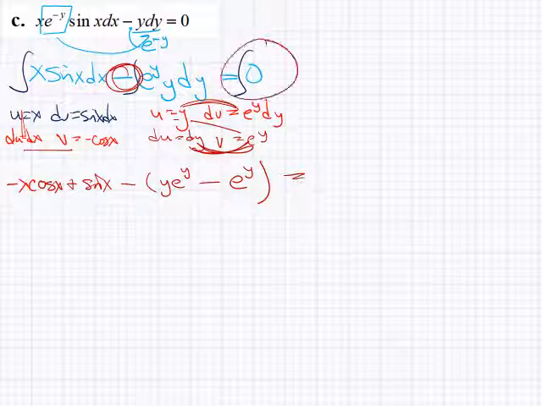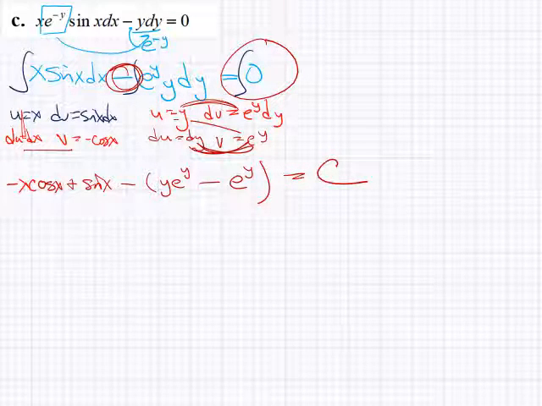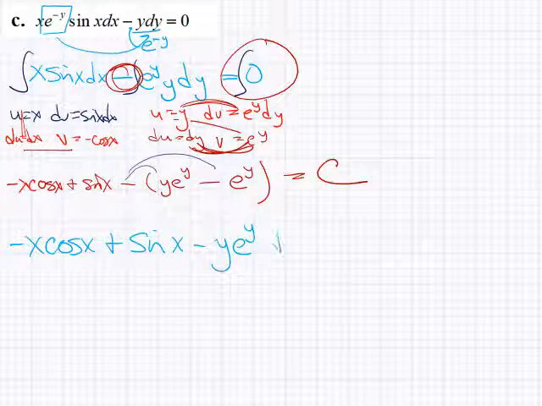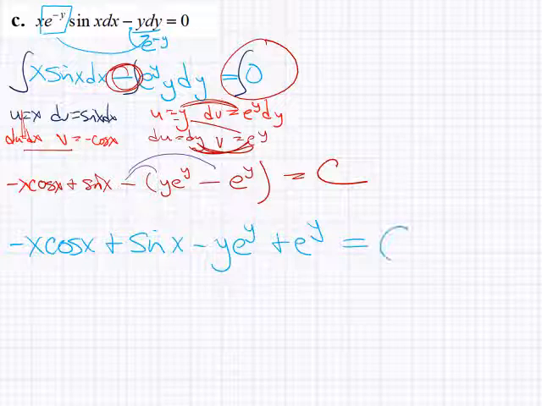And the other side is the integral of 0, so that's where our c comes in. So clean this up a little bit. There's really not a lot we can do. I would probably distribute this now, in which case I would get negative x cosine x plus sine x minus y e to the y plus e to the y equals c.